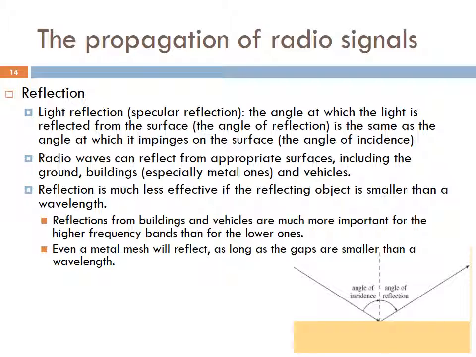Since radio waves are just another form of electromagnetic wave, they too can reflect from appropriate surfaces, including the ground, buildings, and vehicles. An important point to note is that reflection is much less effective if the reflecting object is smaller than a wavelength. So reflections from buildings and vehicles are much more important for the higher frequencies than for the lower ones. Also, even a metal mesh will reflect as long as the gaps are smaller than a wavelength.